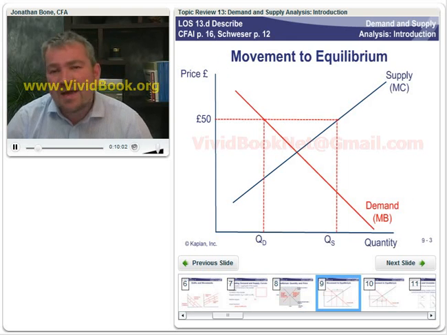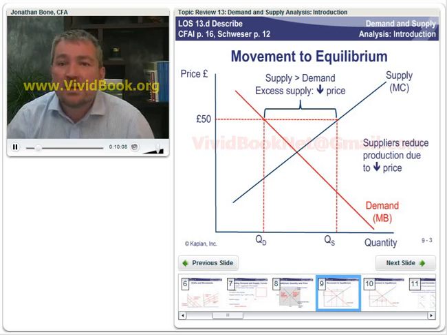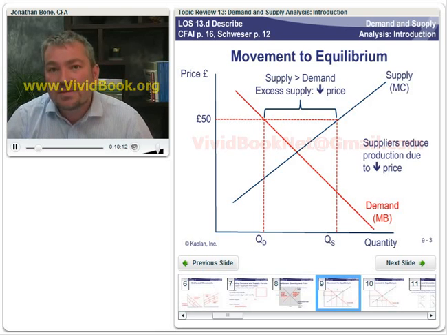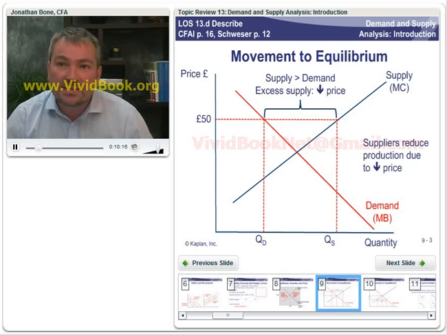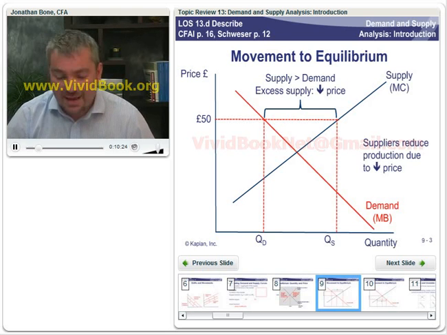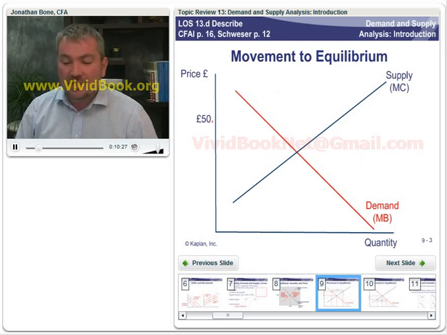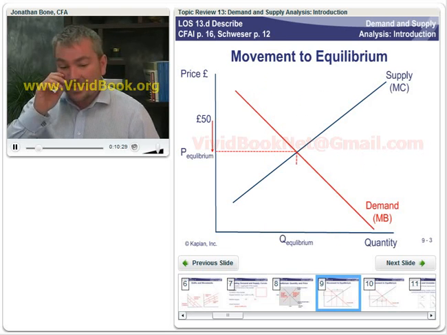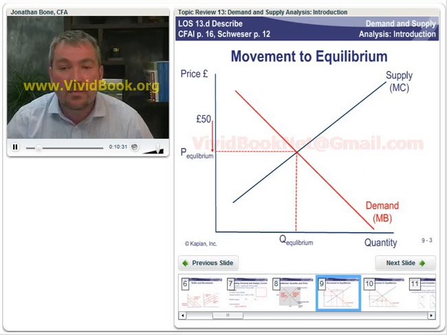So we have excess amounts of this good in the marketplace. Supply is greater than demand. Now, if supply is greater than demand, there's only one thing that's going to happen to price. This excess supply, the only way to sell it is to cut prices. So suppliers reduce their prices, and as they reduce their prices, demand increases until we end up back at the equilibrium point.